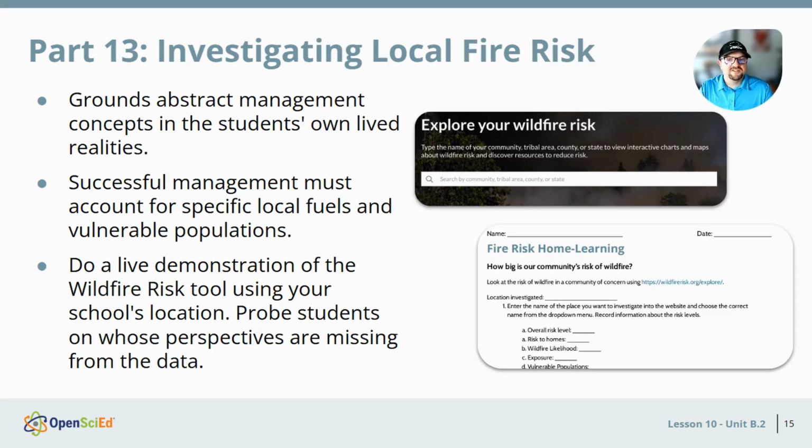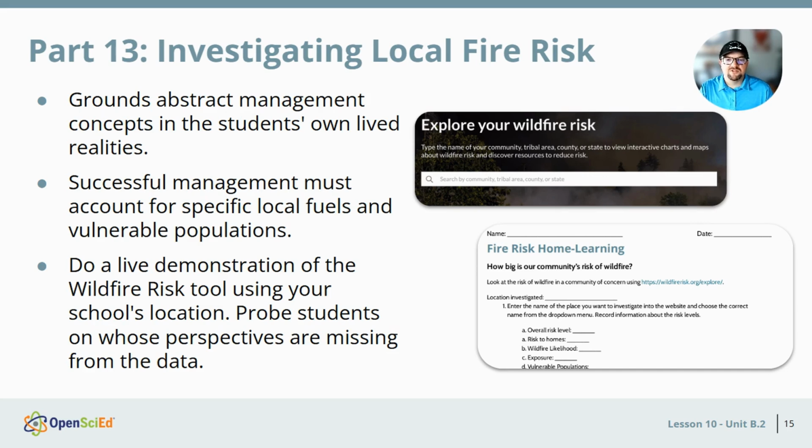During part 13, students open up their laptops and interact with an online map tool, entering local zip codes to look at color coded wildfire hazard zones and overlaying that with demographic data. It is a striking moment when they see their own neighborhoods and streets on the screen. This connects abstract management concepts directly to students' own lived experiences and realities and helps them identify vulnerable human populations. They learn that a successful fire management plan must account for specific local fuels and social vulnerabilities.